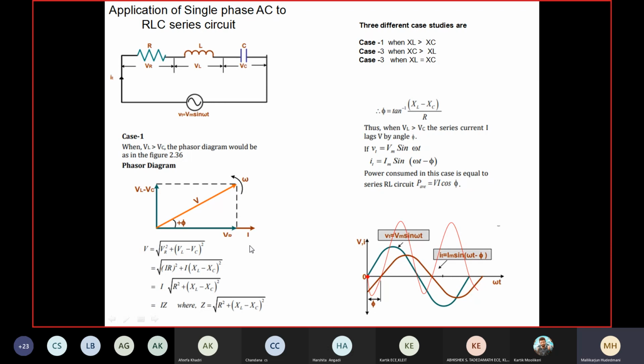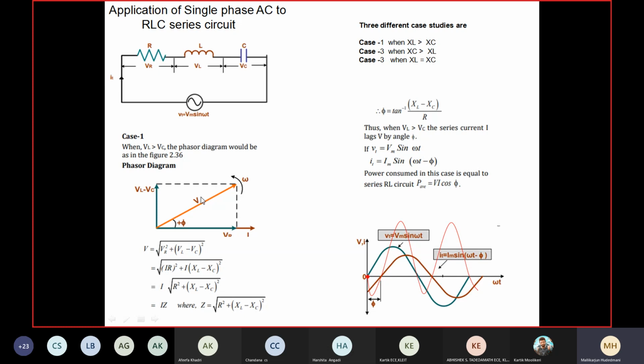Now, what is our next work? To understand what this power factor is. This angle, from this triangle I can write, the opposite side of this angle, I know it is VL minus VC. I know this side as VR. Or in terms of this triangle by approach, what is this?